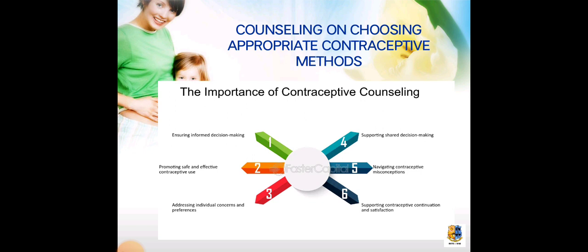This last part is counseling on choosing appropriate contraceptive methods. Counseling aims to help individuals and couples make informed decisions about contraception based on their preferences, lifestyle, medical history, and contraceptive needs. It involves discussing the efficacy, side effects, benefits, and considerations of each contraceptive method to tailor the choice to the individual circumstances.